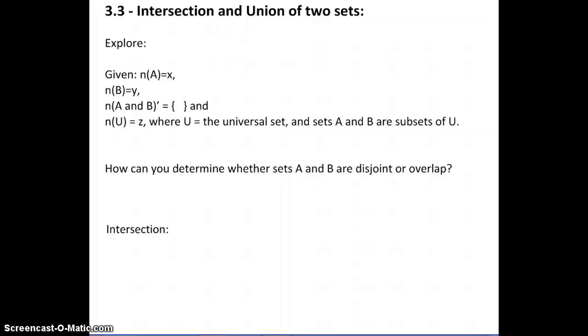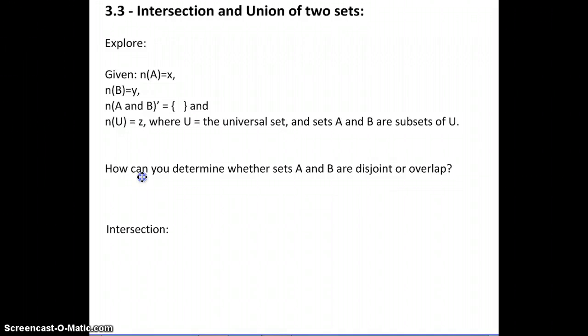Subset A has X elements in it, subset B has Y elements in it, and there's nothing that is not in A and B. That's what this part means. Our universal set has Z elements in it. So how can we determine whether A and B are disjoint or overlap?